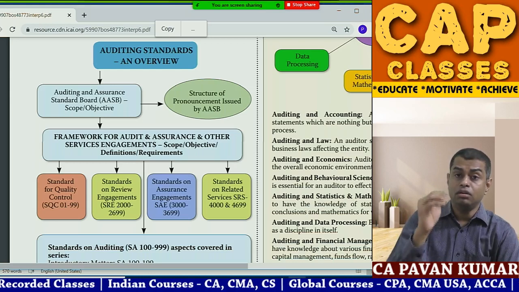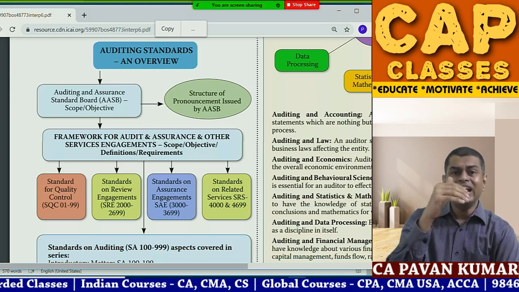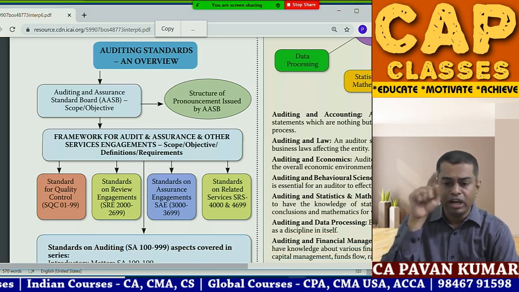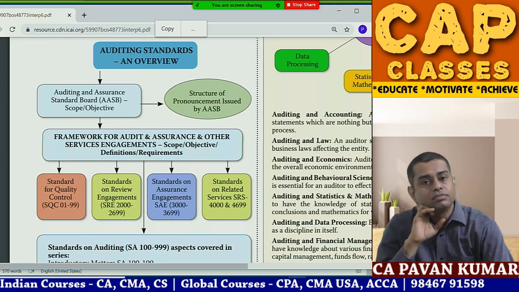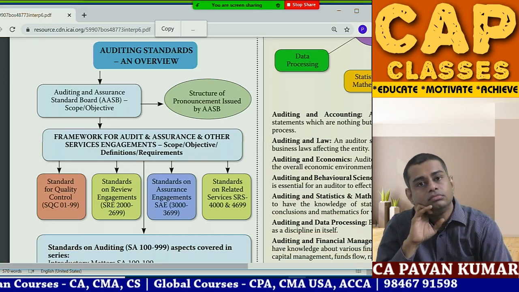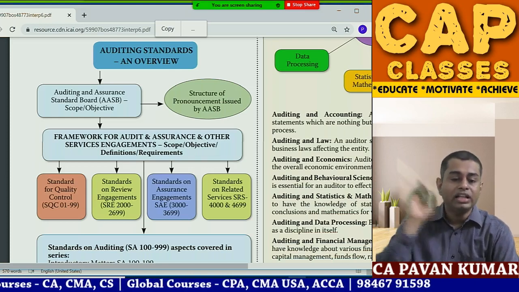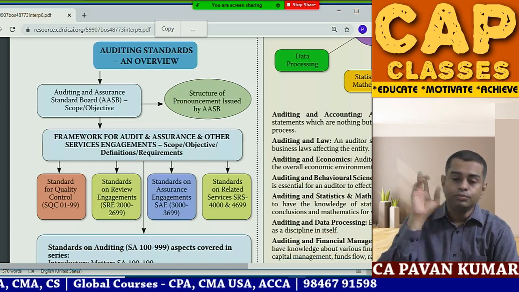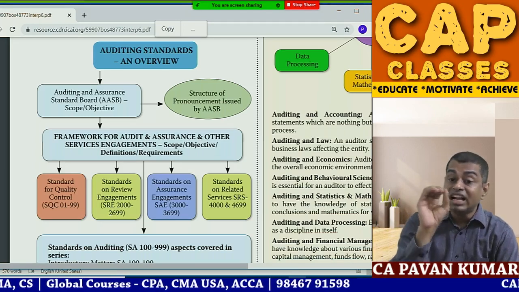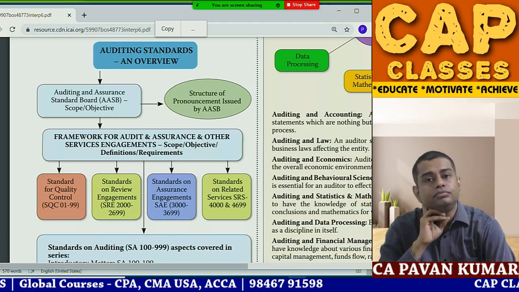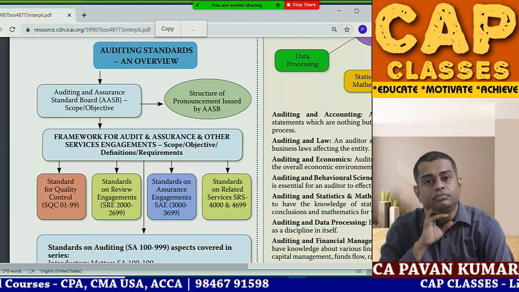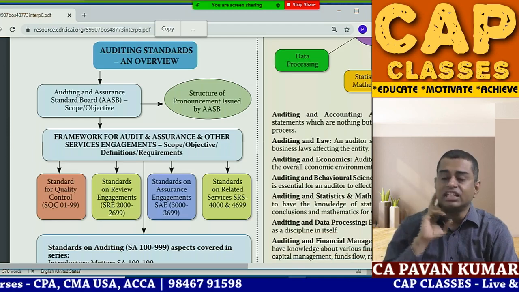Under that, write down: point number 1, fundamental ethical principles. Point number 2, maintenance of audit documentation. In brackets, write down 7 years.